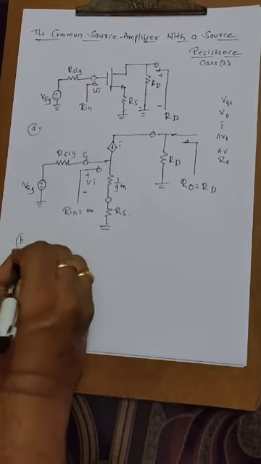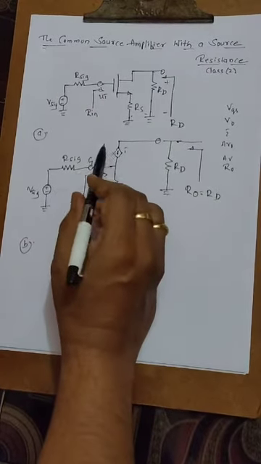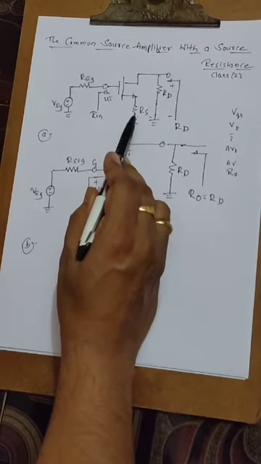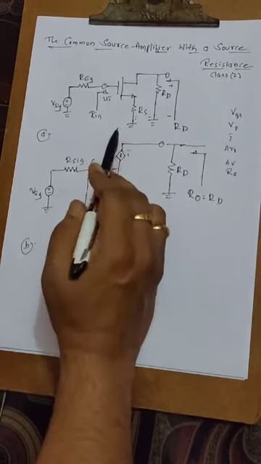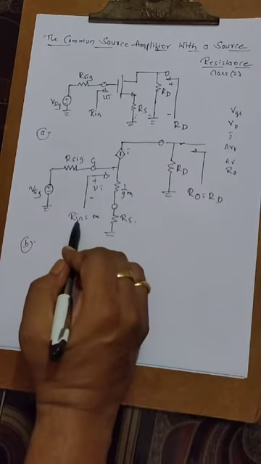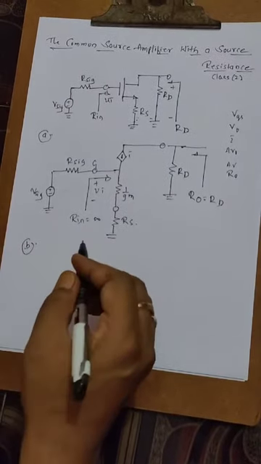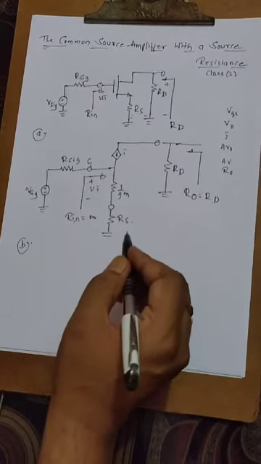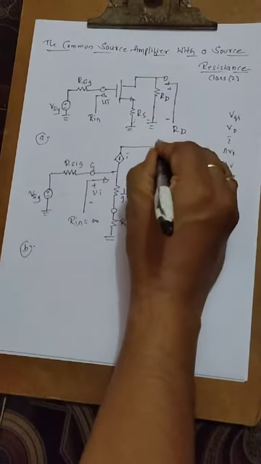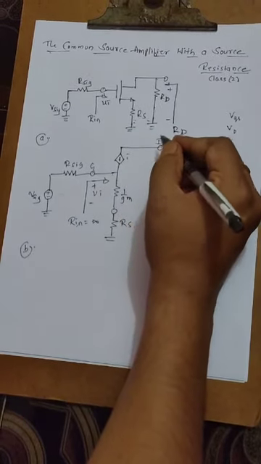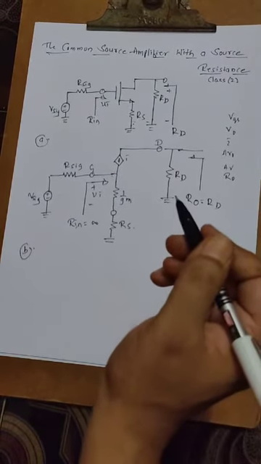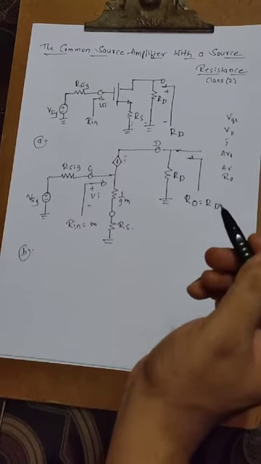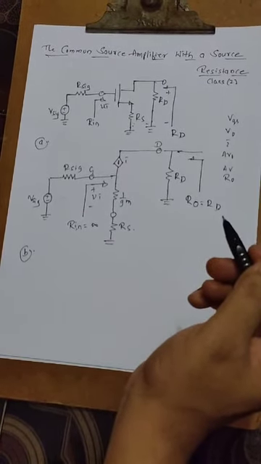Figure A shows the common source amplifier with source resistance Rs without biasing circuit, without biasing details, and figure B is the equivalent circuit with the MOSFET represented by the T model. Now we will derive the different parameters of the common source amplifier with source resistance, and also find the overall voltage gain of the amplifier.